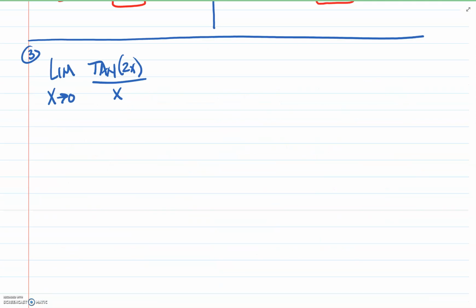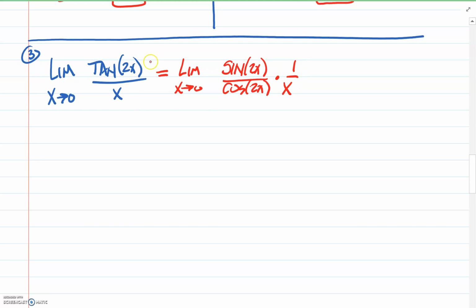Okay, here's the third example of a tricky limit. Let's take the limit as x goes to 0 of the tangent of 2x over x. So the first thing I'm going to do is rewrite this as the limit as x goes to 0. I'm going to take the tangent of 2x and rewrite it as the sine of 2x over the cosine of 2x, and then multiply this by 1 over x, because that's like a 1 over an x right there. That's my first move, okay?